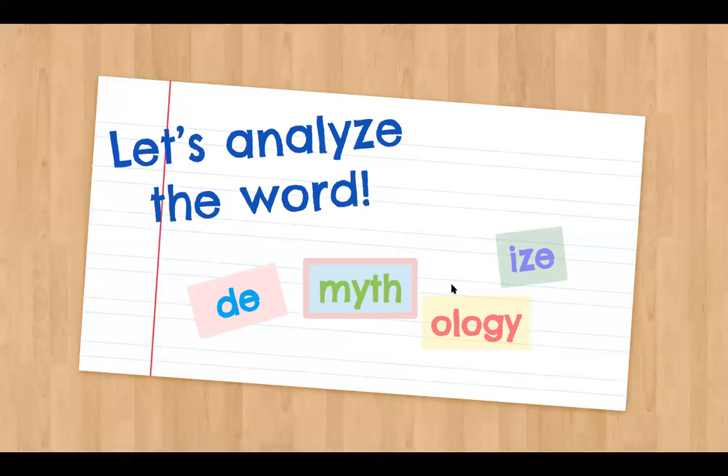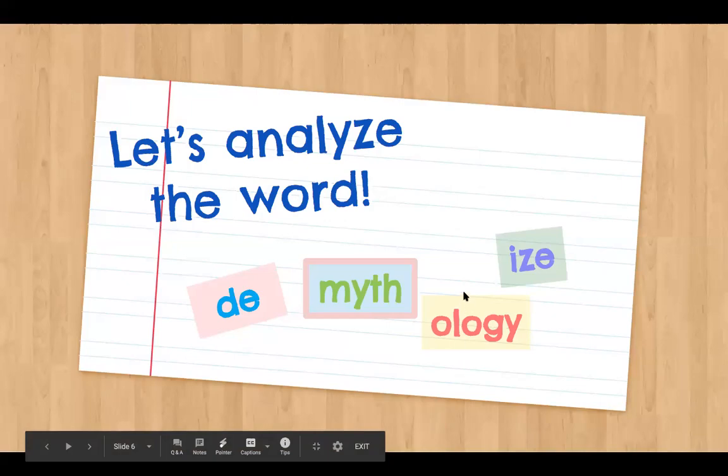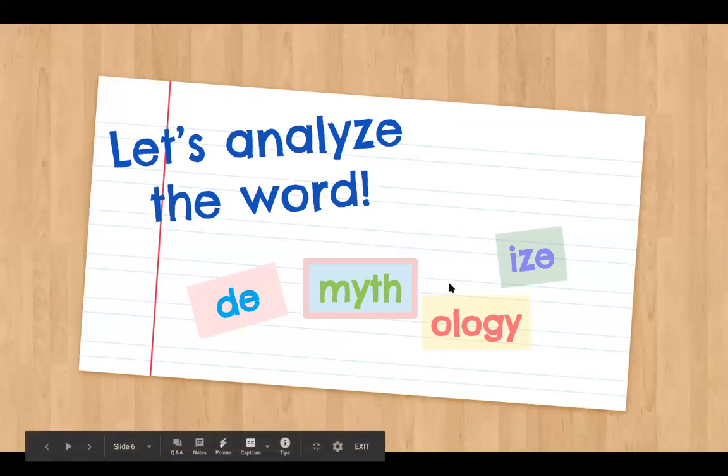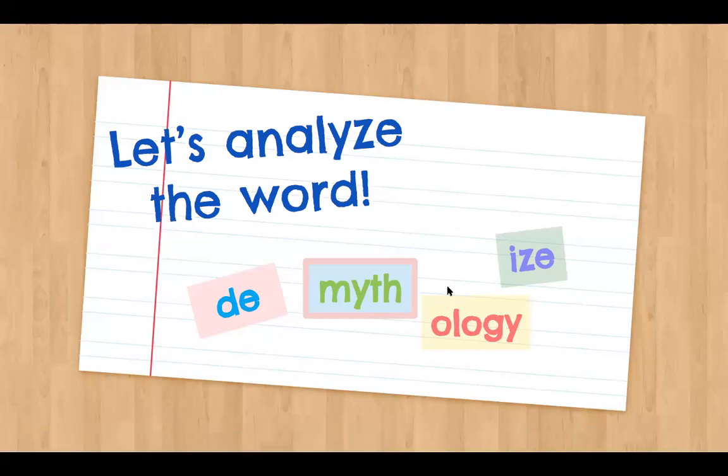Myth is the root, which means a legendary or imaginary story. When you add ology, you get mythology, which means the study of myths or a body of myths, as in Greek mythology. When you add ize, you get a verb as in analyze and computerize. So mythologize means to convert into myth or to create an exaggerated image of something. The de is added as a prefix and it denotes the removal of or reversal.